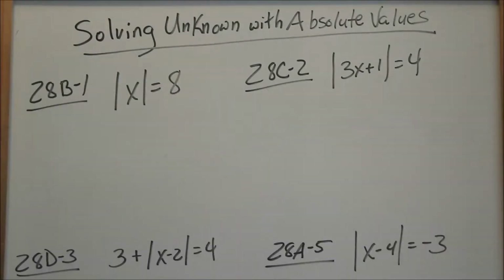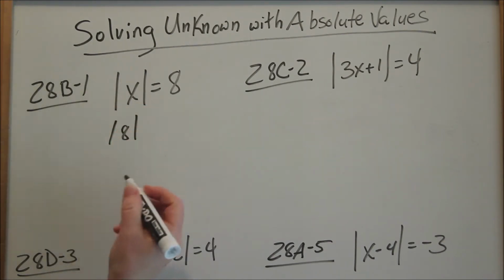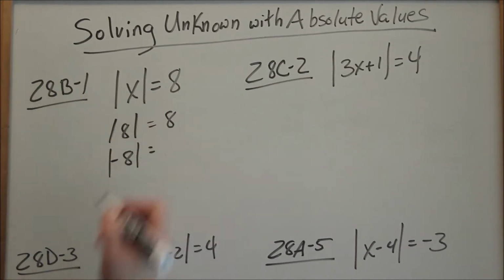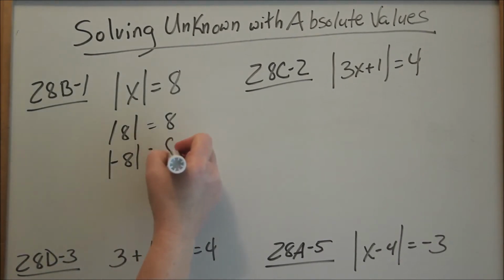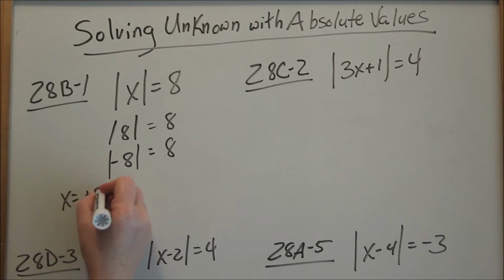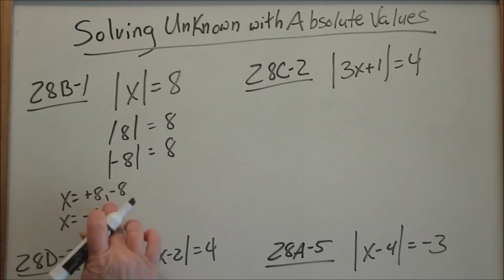Okay, so today we're doing solving the unknown with absolute values. As a reminder, this is absolute value and it makes anything positive. So if you look at 28B1, you have the absolute value of x equals 8. You will get two solutions for this because if we put in a positive 8 right there, then the absolute value of positive 8 is 8. If we put in a negative 8 in that absolute value, then the absolute value of negative 8 is still positive 8. So in this case, x equals a positive 8 or a negative 8. Or you can show it with two solutions like that.